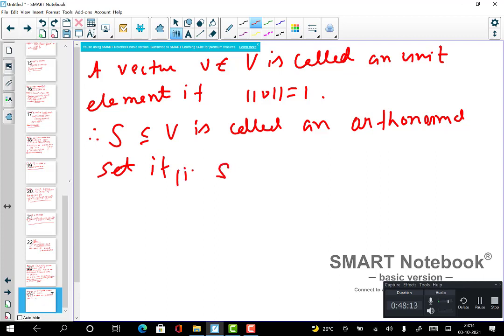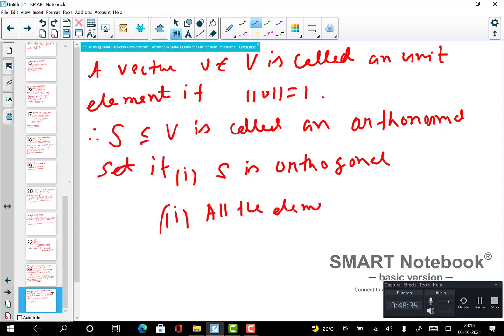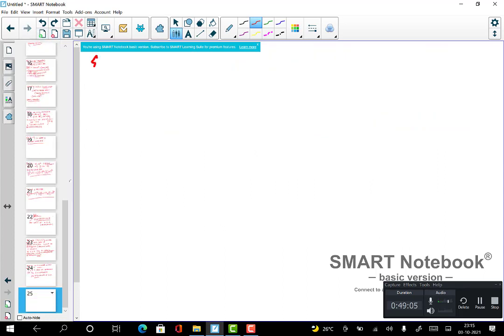if number 1, S is orthogonal, and number 2, the elements of S are all units. Okay, so if this happens, then we call S an orthonormal set. So orthonormality means orthogonal plus unit elements, so every element has norm 1. Okay. Now maybe let me give some examples again.